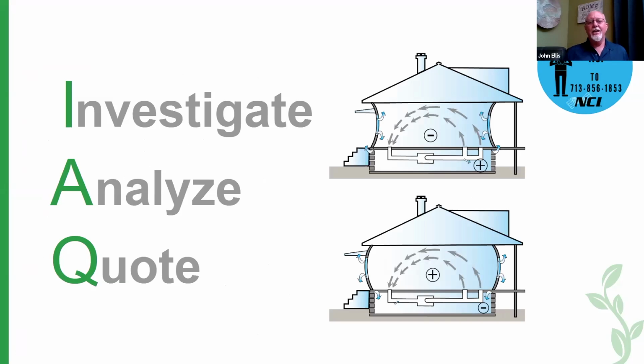So: investigate, analyze, and quote. We have a diagram here that shows positive and negative pressures in the home. This is something we look at real close. By offering ventilation solutions, we can control the pressures in the home. The last thing we want to have is negative pressure. With that, we're bringing in pollutants, uncontrolled. Again, ventilation is controlled. There are a few ways that we do this.